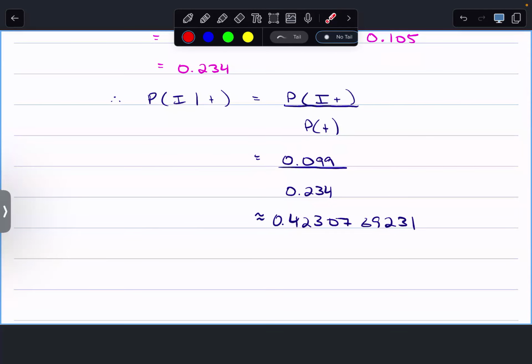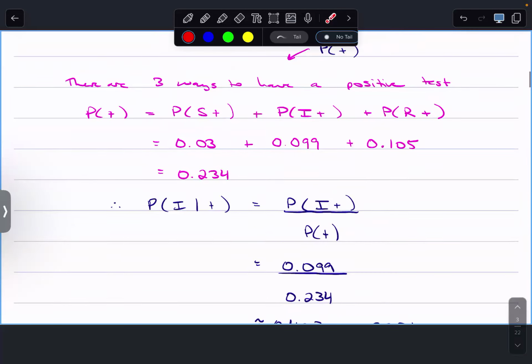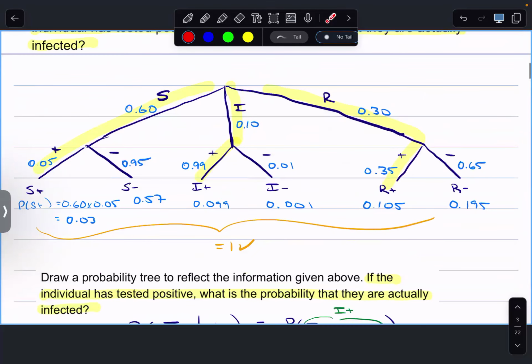Okay. They're kind of tricky, but once you figure out how to harness the tree diagram, I find that it's a lot easier, right? You multiply down the branches, and if you need to incorporate more than one branch, then you can add those probabilities together. Okay. Any questions?